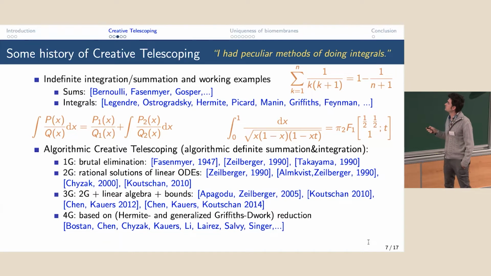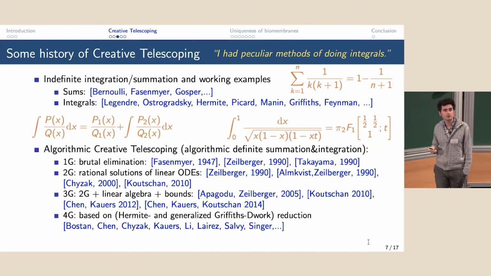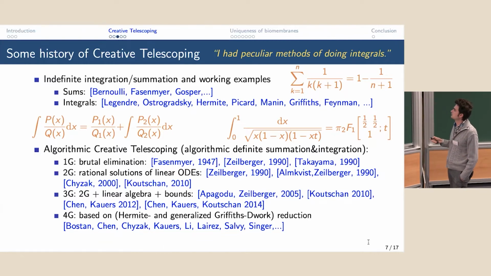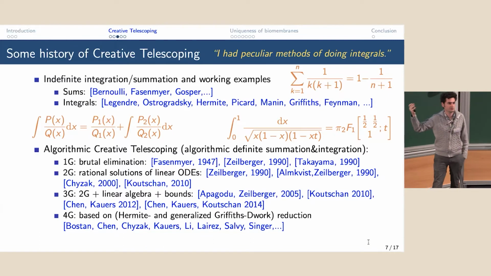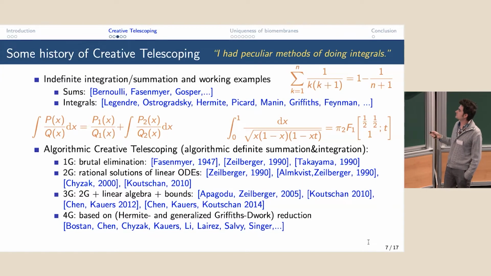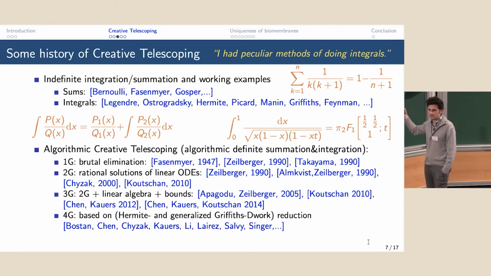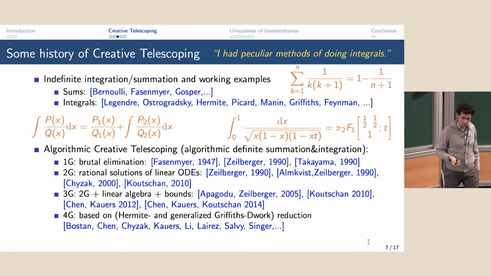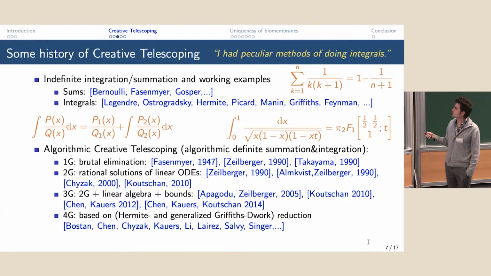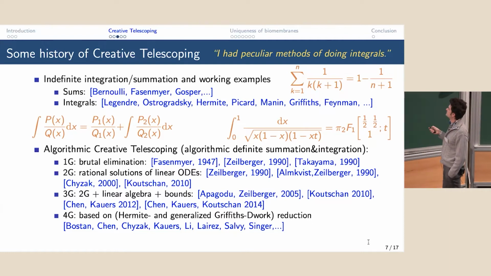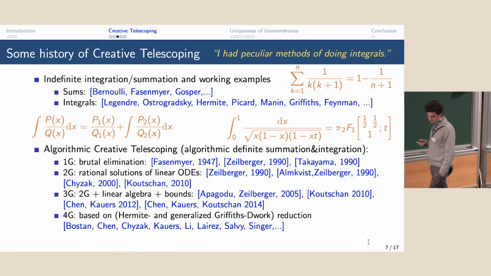I will probably not go into much detail here, but maybe just mention that the implementation which I used for the example before is the one by Koutschan from 2010. And this is based on rational solving, as I explained before, in the very simple case of the 1990s algorithm of parametric ODEs. And today there are more sophisticated methods based on reduction algorithms by many people.